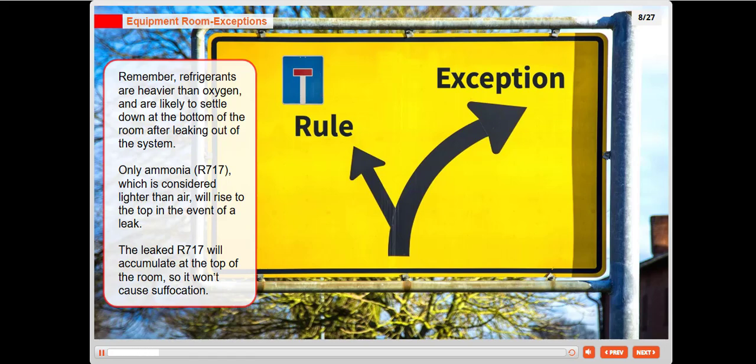Remember, refrigerants are heavier than oxygen and are likely to settle down at the bottom of the room after leaking out of the system. Only ammonia, R717, which is considered lighter than air, will rise to the top in the event of a leak. The leaked R717 will accumulate at the top of the room, so it won't cause suffocation.